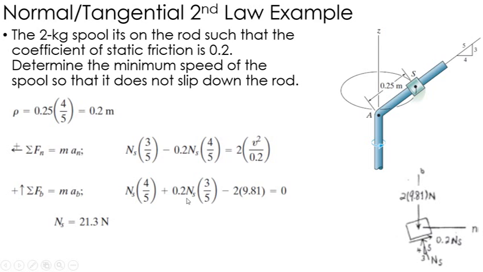From this bottom equation, knowing the normal force, the friction and the weight, I can figure out the normal force, plug that into the top equation, and solve for the velocity, which would be 0.969 meters per second. So that's the velocity needed to keep the spool from slipping down the rod.